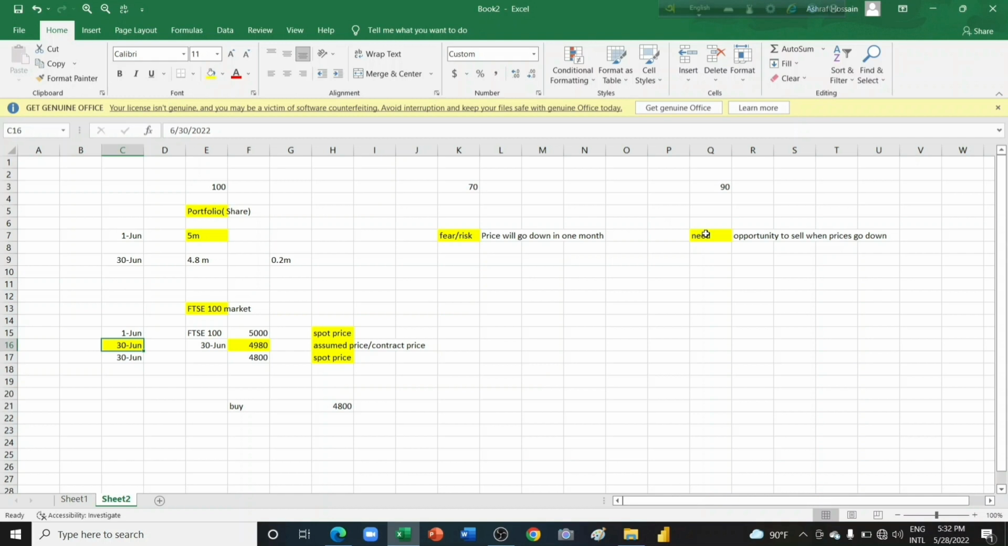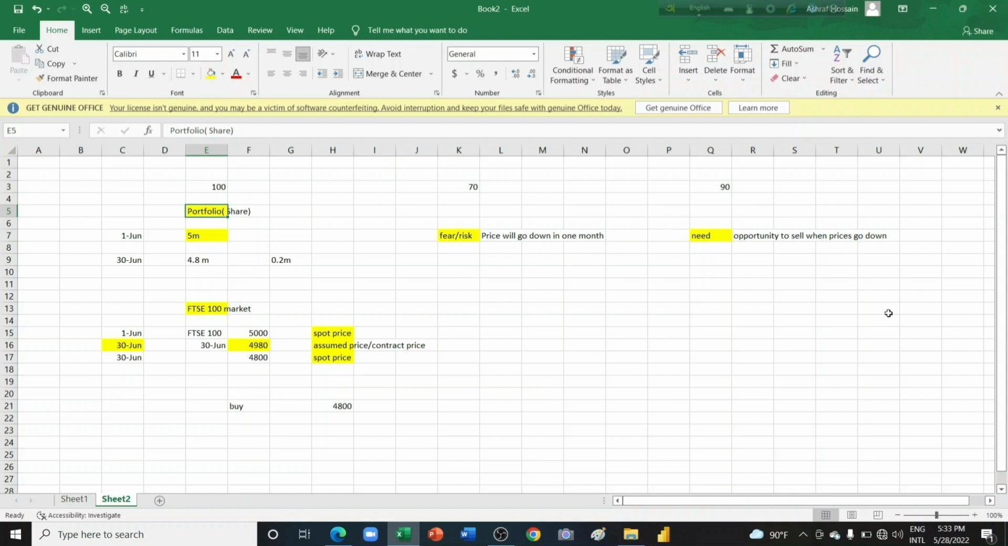Why did I need to sell? Because my fear is the price will go down, and when the price goes down, you cannot sell because the price is too low for your share. So always remember, when your fear is that you have already invested and the price will go down, you will need to sell at a future date. And when your fear is that the prices will go up, you need the right to buy.